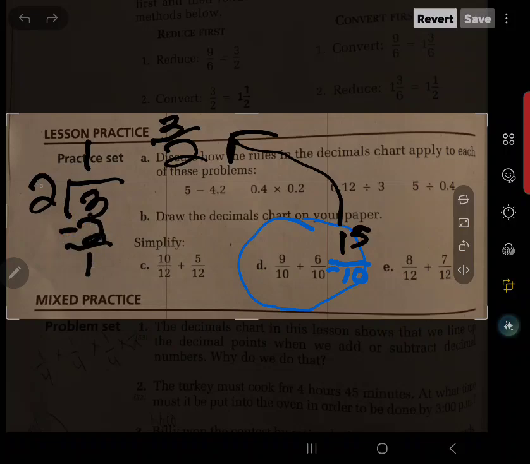Now, 2 will not divide into 1, right? So what do we have to do? We have to add a decimal place. And if I was wanting it to be a decimal, I would go ahead and add a decimal place there. But we want it to be a fraction. So we're going to add a decimal place and then bring our 0 down. So how many times will 2 go into 10? 5, right? So 2 will go into 10 5 times.